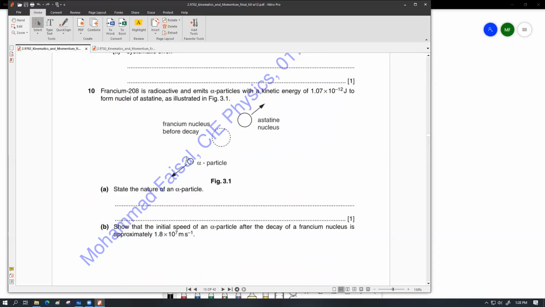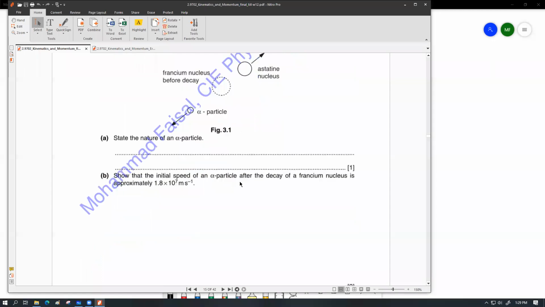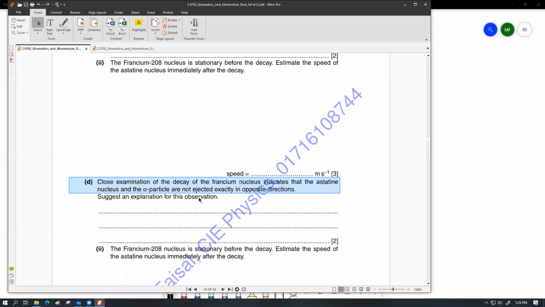Now, important for you to understand that because the initial particle was stationary, the total momentum stored in that particle was zero. Now it is going to break down into the astatine nucleus and the alpha particle. So if we calculate their momentum altogether as vector quantities, the vector sum of the momentum of the astatine nucleus and the alpha particle should also become zero. But the question already specifies that close examination of the decay of the francium nucleus indicates that the astatine nucleus and alpha particle are not ejected exactly in opposite directions. This is a very important thing that you need to understand.